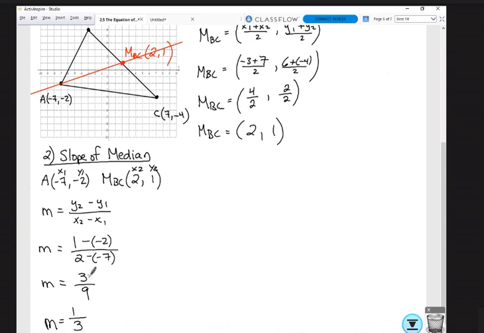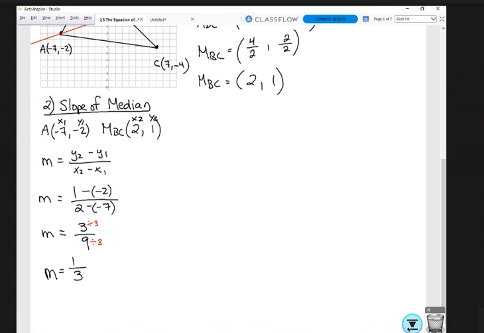And reducing means the top and the bottom, the numerator and denominator, are both divisible by a common factor. So they're both divisible by 3, so we can reduce that fraction. And this right here is the slope of the median. It's 1/3. That is our slope.